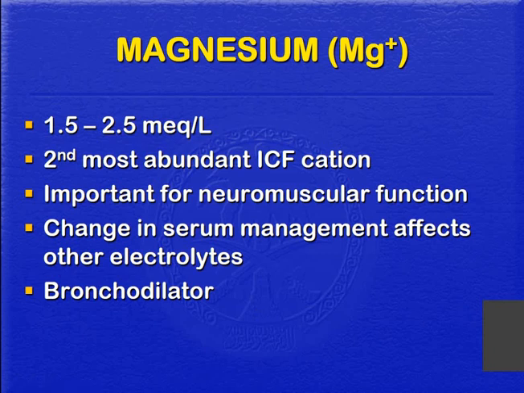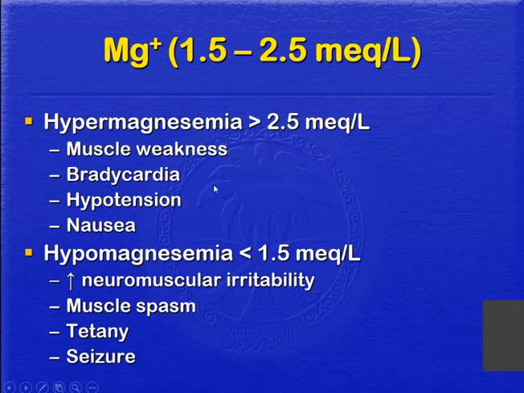Hypermagnesemia could cause muscle weakness, bradycardia, hypotension, nausea. Hypomagnesemia will cause neuromuscular irritability, muscle spasm, tetany, and seizure. So if you have seizure, you need to rule out electrolyte imbalance: hyponatremia, hypocalcemia, and hypomagnesemia.